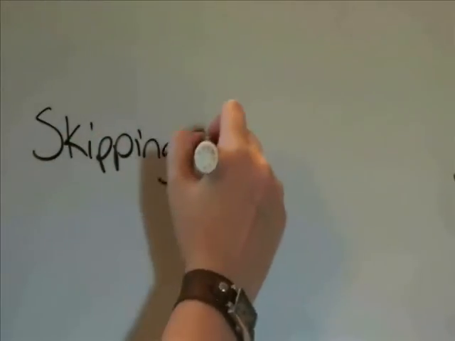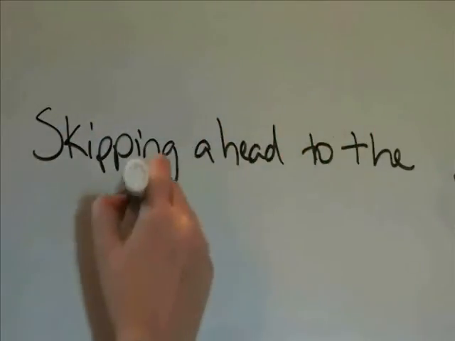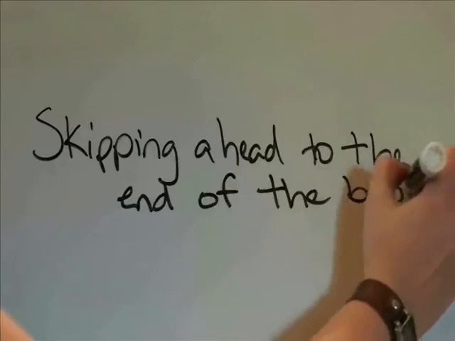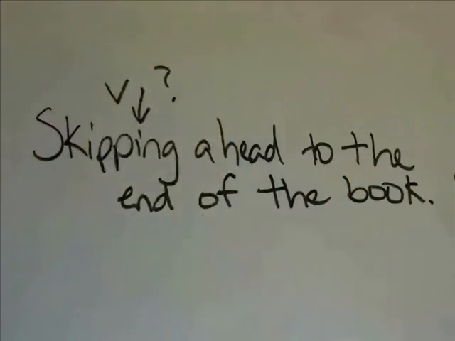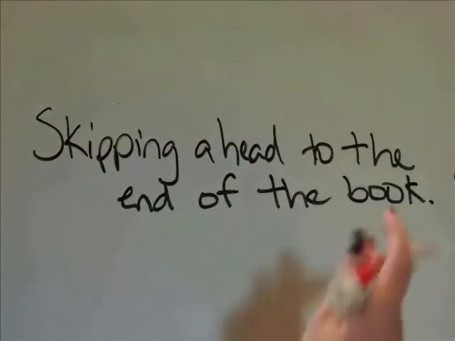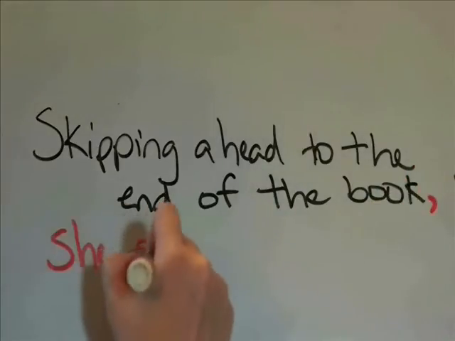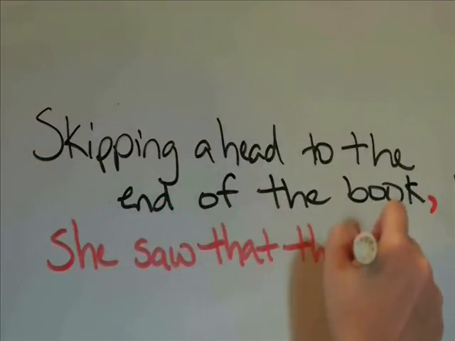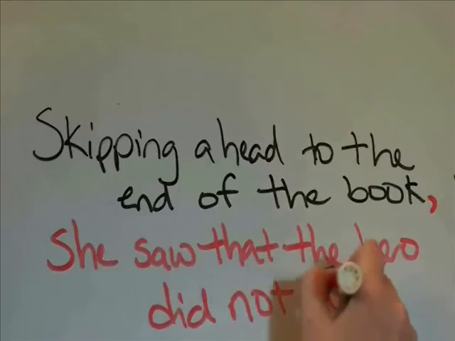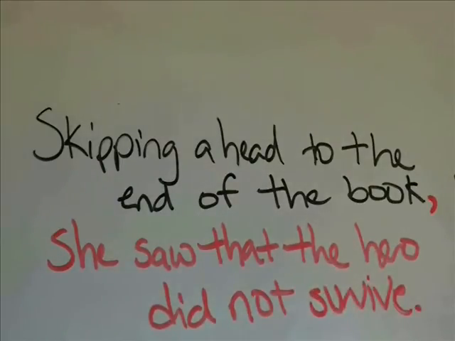Okay, so let's try this with a slightly harder sentence. If you have something like skipping ahead to the end of the book, I don't know if you guys do that, but I do. We have sort of a verb here, right? Skipping, but we don't have a subject and it's just leaving us hanging. I don't know who's skipping or where. So if I add something like skipping ahead to the end of the book, she saw that the hero did not survive. Oh, all right, that makes sense.